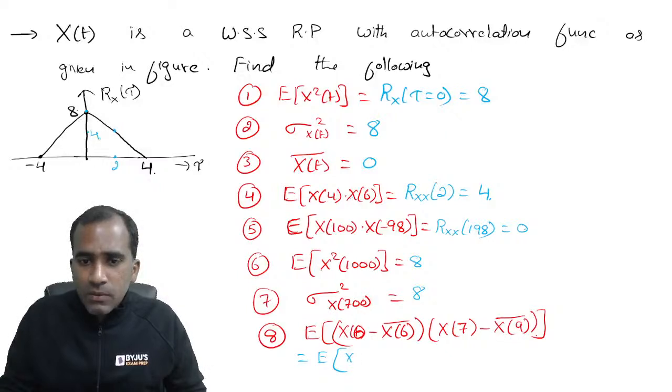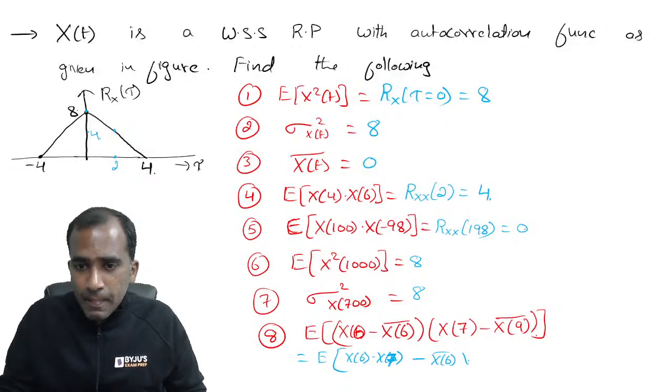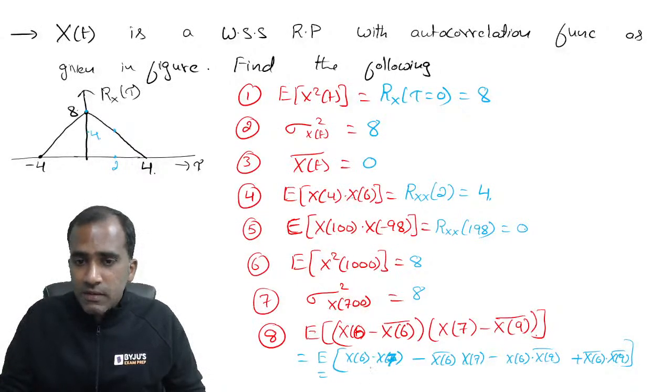It is x of 7 into x of 6. X of 6 into x of 7 is the first term. Next one, minus x of 6 bar into x of 7, minus x of 6 into x of 9 bar. Next, minus into minus is plus x bar of 6 into x bar of 9. Quickly tell me this. The first term is x of 6 into x of 7. It is like correlation between two random variables with a time gap of 1 second. So it is rxx of 1.